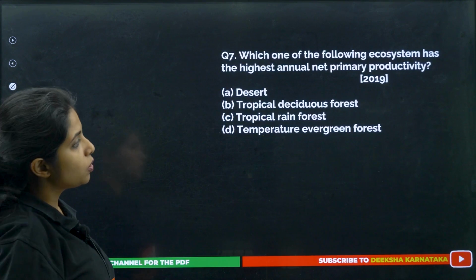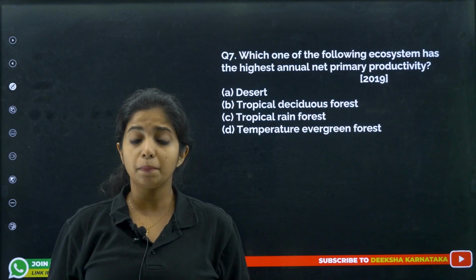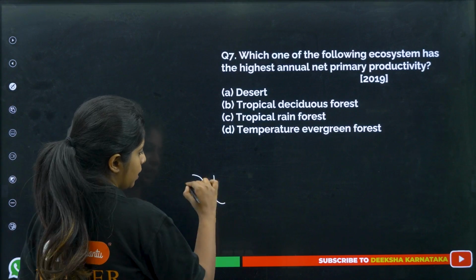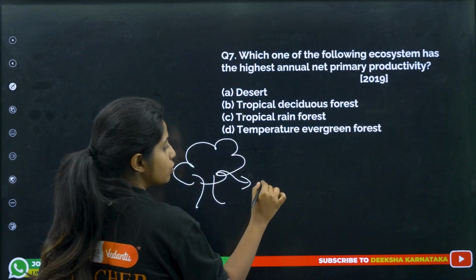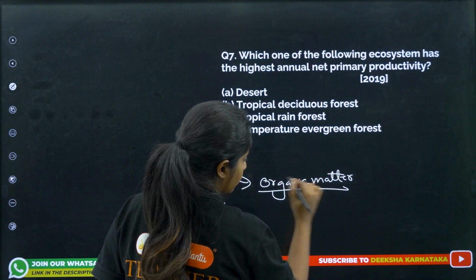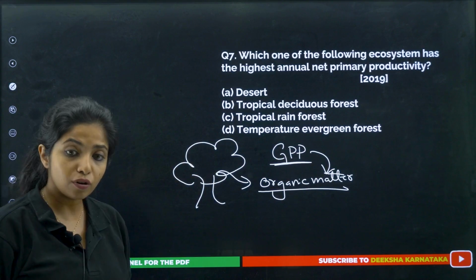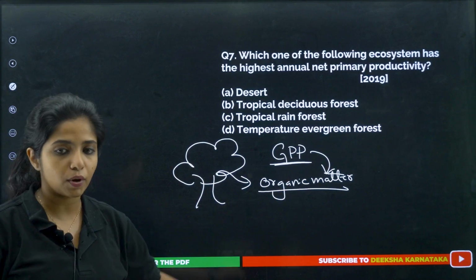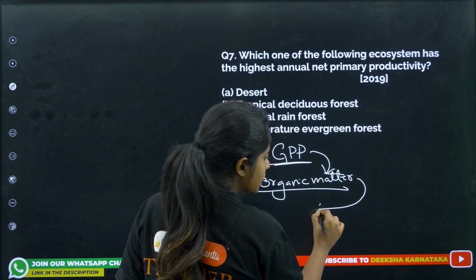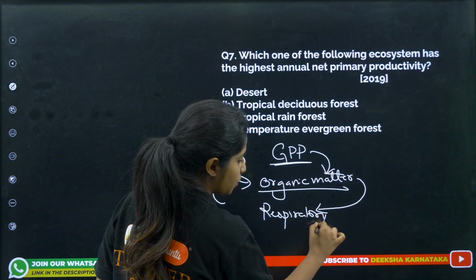Which one of the following ecosystems has the highest annual net primary productivity? What do you mean by net primary productivity? For example, one organism, for example, a plant, does photosynthesis and produces organic matter. This is known as gross primary productivity. The plants will be utilizing some of it for their own thing, so I will call this respiratory losses.